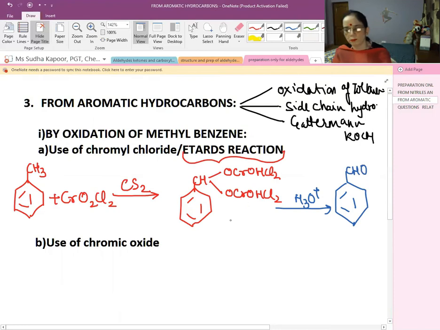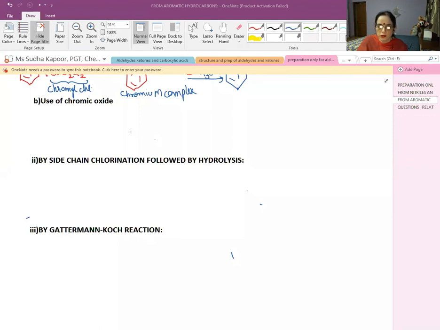So the first method to prepare the aromatic aldehyde is by using toluene, treating it with chromyl chloride, in presence of CS2, we will be getting an intermediate, and on acidic hydrolysis, that is H3O+, we will be getting the benzaldehyde. The center one is known as chromium complex. And this is a name reaction, very important name reaction, that is the Etard reaction.